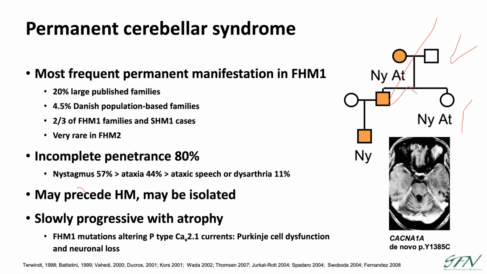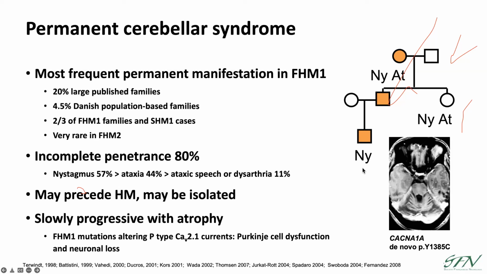So people with familial hemiplegic migraine type 1 and having permanent cerebellar syndrome may have problems in walking, in riding a bike, or a problem pronouncing some words. The gait ataxia may precede the first hemiplegic migraine attacks, and sometimes it's isolated.